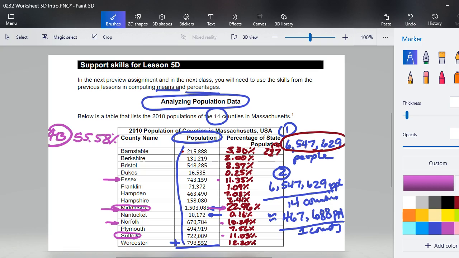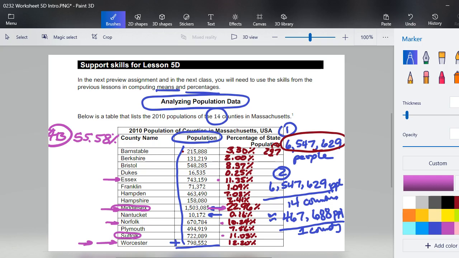Part C, what were the top 5 most populous counties in Massachusetts in 2010? And probably, oh, here's one. Here's another one. Let's see if anybody else is going to creep up there. Nope. It looks like it's going to be these as the top 5. Essex, Middlesex, Norfolk, Suffolk, and Worcester.